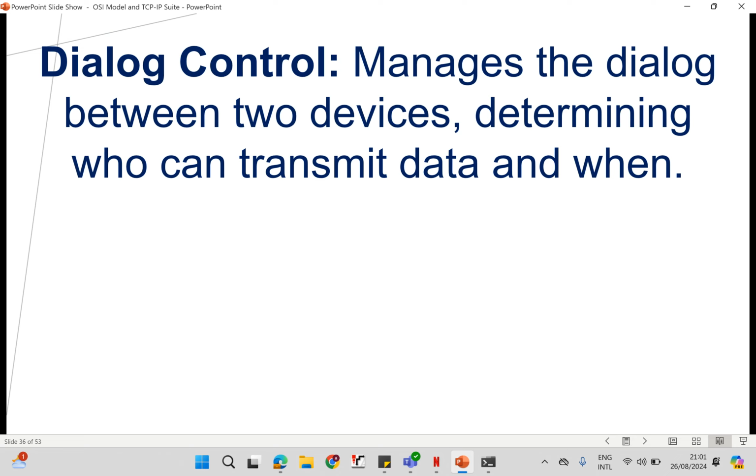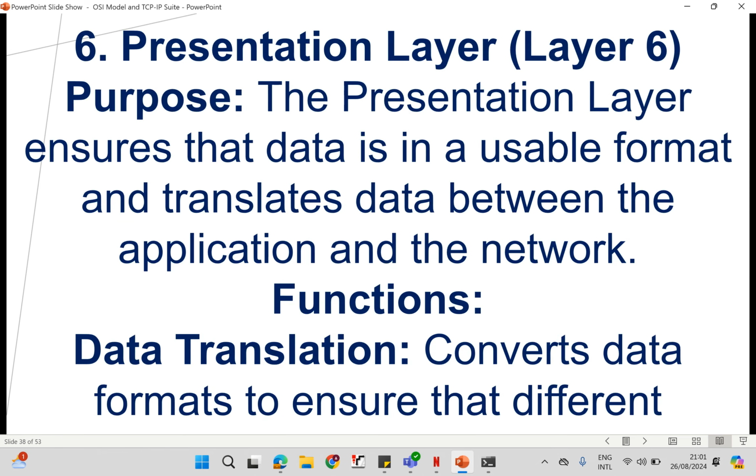Dialogue control: manage the dialogue between two devices, determining who can transmit data and when. So if, for instance, PC A is sending to PC B, both cannot be sending at the same time. So when PC A is done sending, he says, fine, PC A has finished sending his own. B, take charge. B can now begin to send. So it is layer 5 that handles this kind of communication. Layer 6, presentation layer.